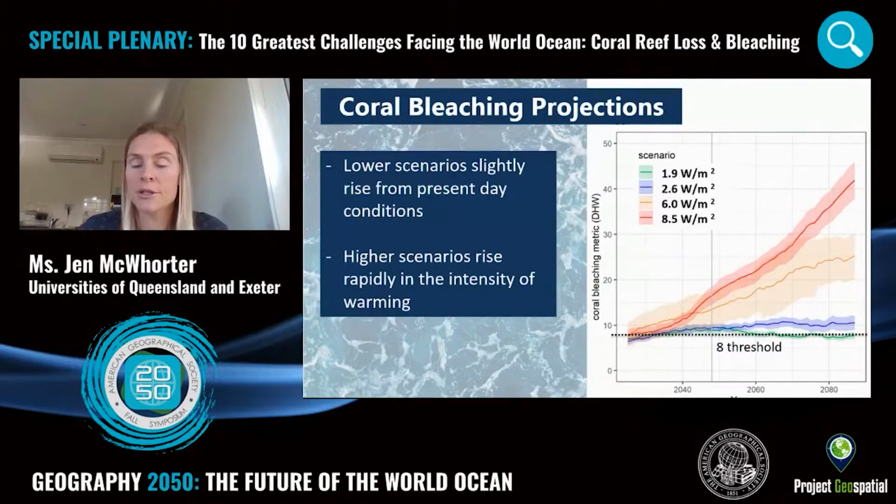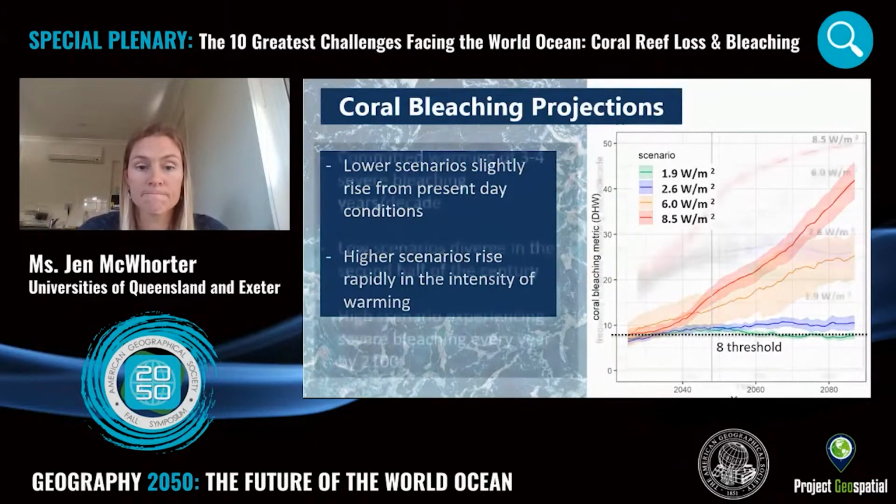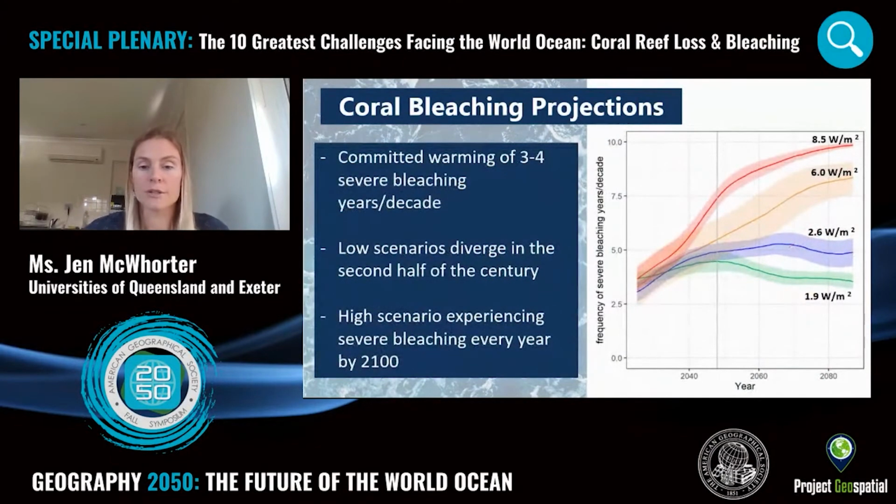Now that I've showed the magnitude of warming projected for the Great Barrier Reef, as I mentioned, it's important to look at the frequency of these events. If there's less time in between warming events, there will be less time for recovery from bleaching. This figure shows the climate scenarios as when they're expected to experience severe bleaching leading to mortality within a decadal window. As you can see, we have a committed warming of 3 to 4 severe bleaching years per decade, even in the best case, lowest scenario of 1.5 degrees C.